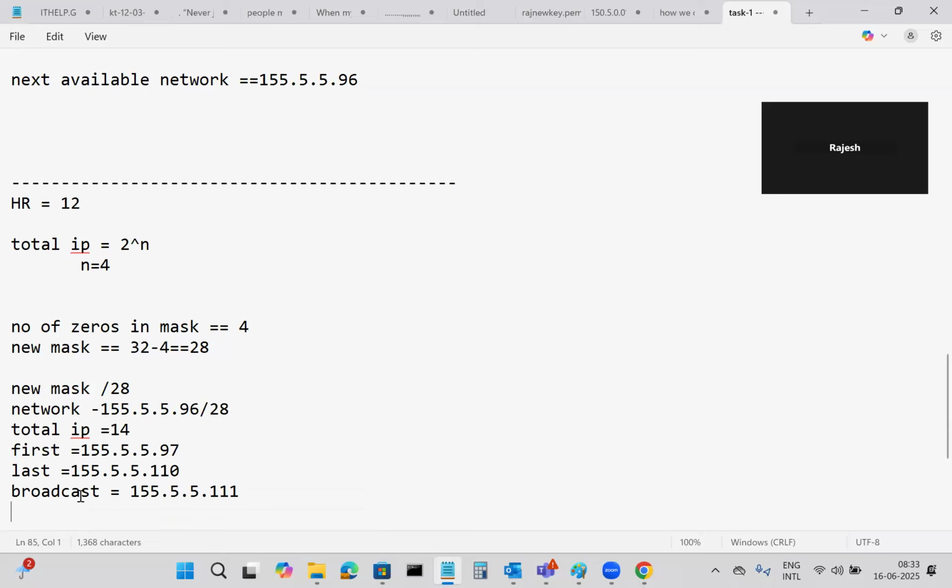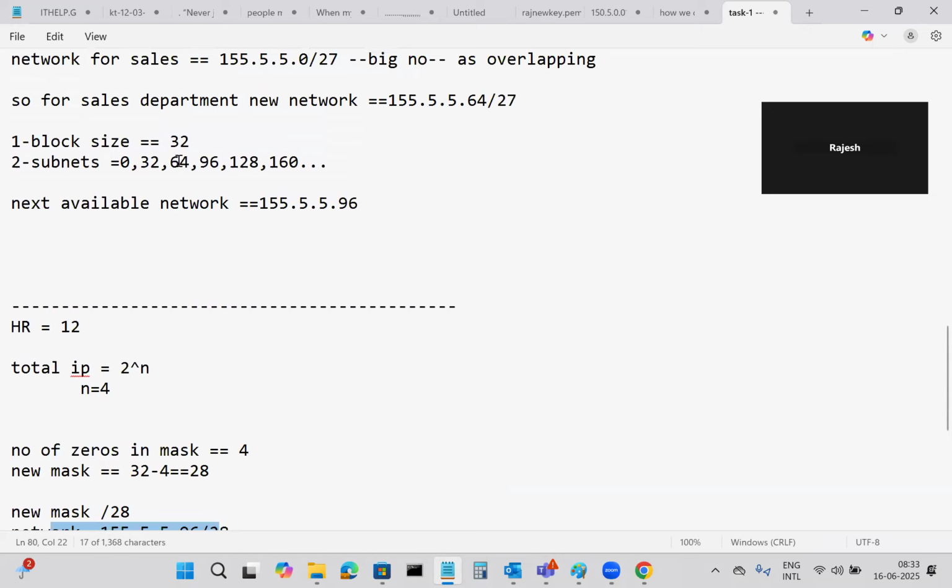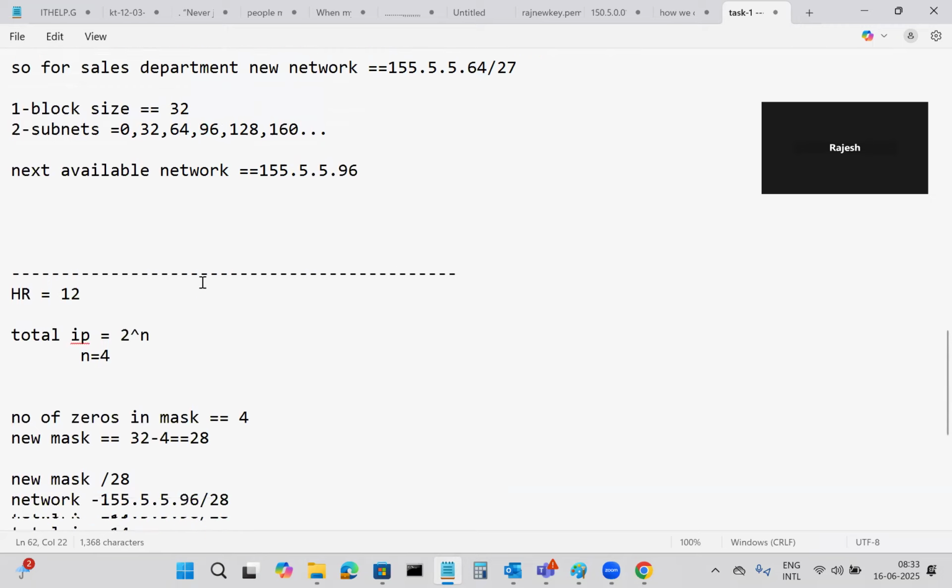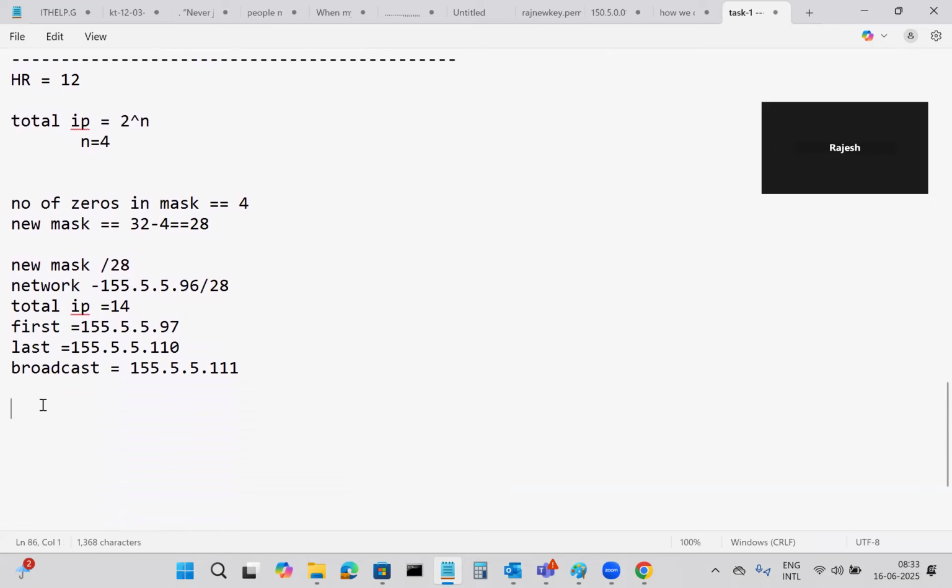Always remember that the new mask you will find out according to the requirement of IPs, but the network you will find out from the previous one. Okay? So this is the way. Here I'm already using 64, that is why I need to use the next available network, which is 96. Not below that. Never. That's good. Let's go ahead.